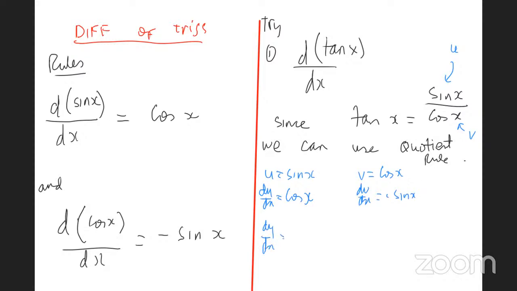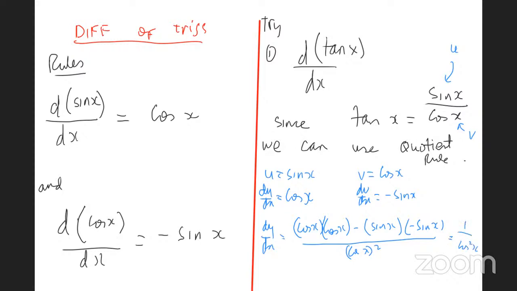Now let's plug it in the formula. So the formula is v du minus u dv, all over v squared. So that's cos x by cos x, minus sine x by minus sine x, all over v squared. What did you all get for the numerator? Cos squared plus sine squared, which is 1. Very good. So the answer is 1 over cos squared.